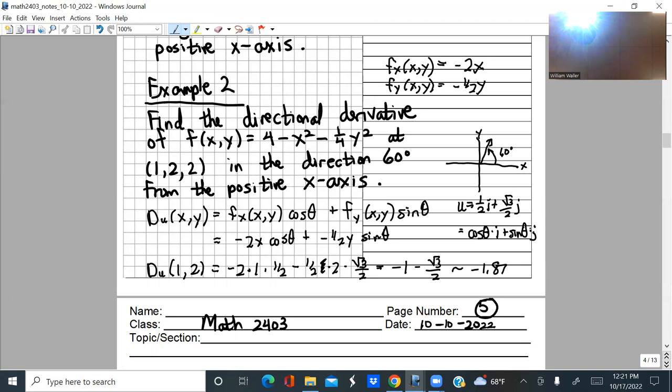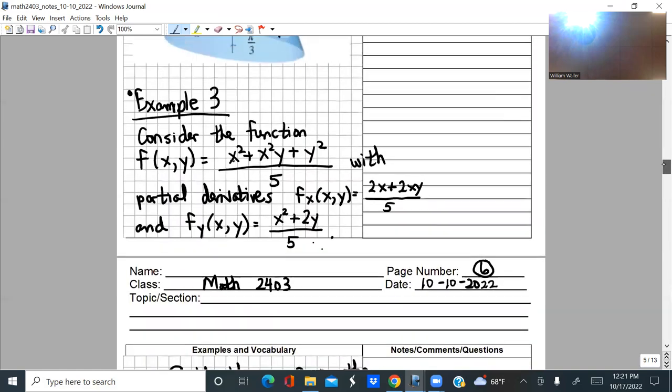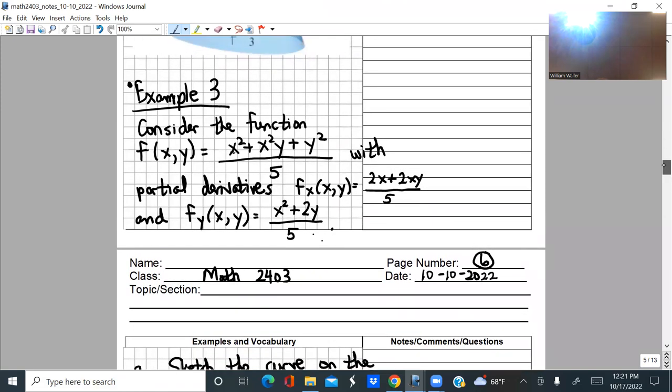All right, let me let y'all try one. You're going to do almost exactly the same thing. I don't know if I have a picture of this one. All right.